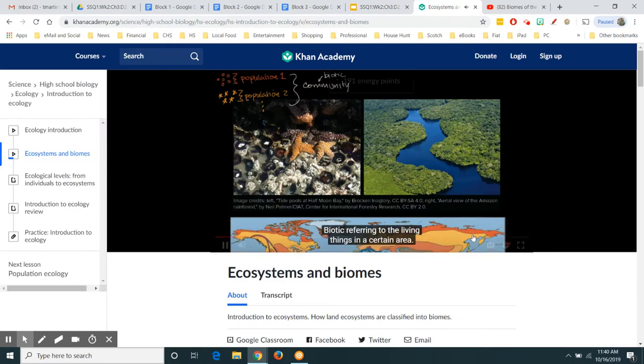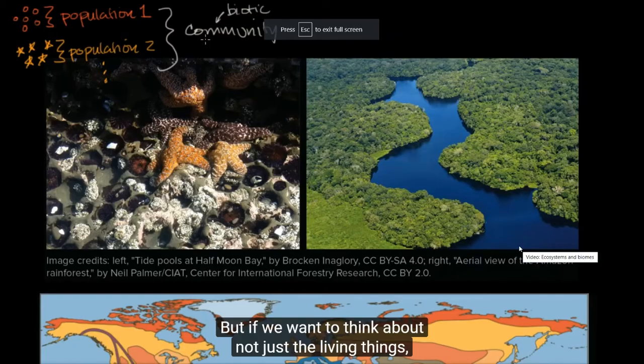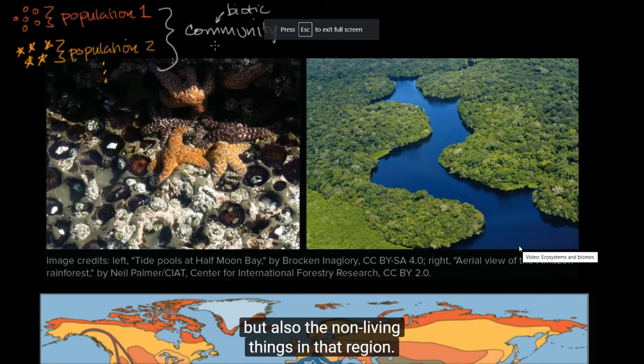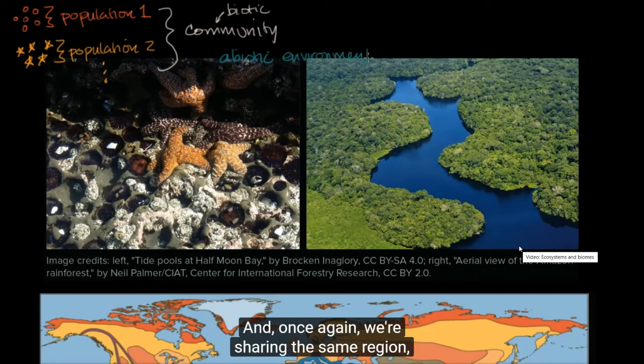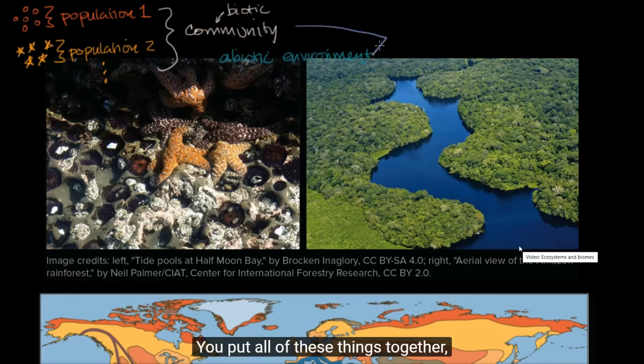A certain area. But if we want to think about not just the living things, but also the non-living things in that region, so I'll write abiotic. Let me do that in another color. So let's take the abiotic factors or the abiotic environment. And once again, we're sharing the same region, and that is flexible on how you define that region. You put all of these things together, and then you get your ecosystem.